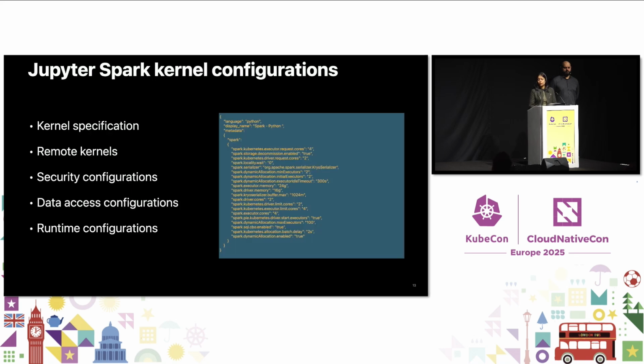We built a kernel configuration management system for managing the kernel configurations. So we extended the Jupyter kernel and supported a Spark kernel where all Spark properties can be added. And it includes both shared and default resource configurations, security configurations, and data access configurations. As we know, Spark properties are huge in number.